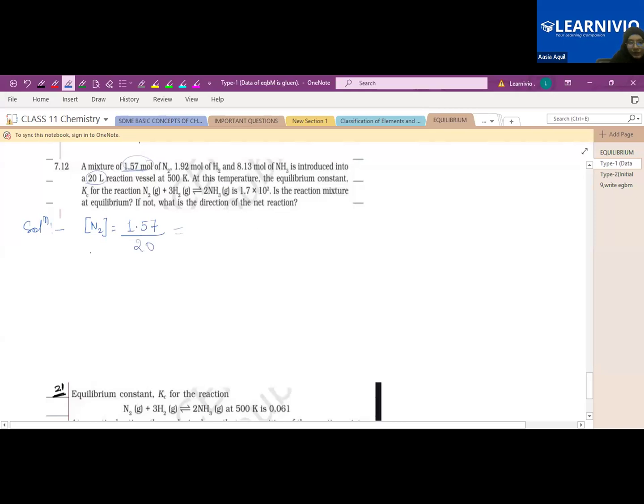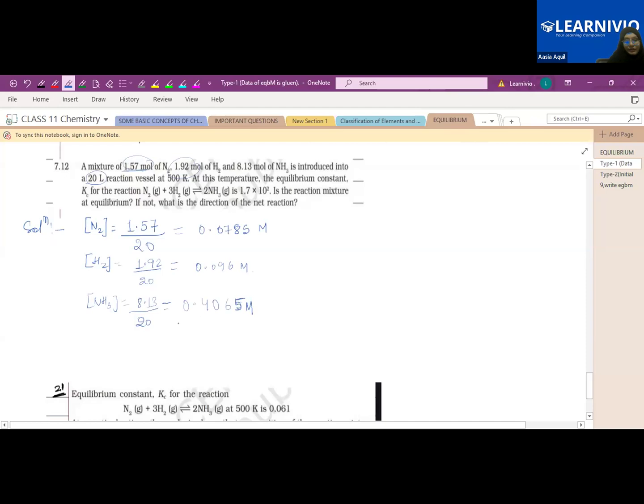Similarly for H2, the concentration will be the number of moles, 1.92, in 20 liter. Similarly for ammonia, it is 8.13 divided by 20. Just quickly calculate it. It will give you 0.0785 molar for N2, 0.096 molar for H2, and similarly for ammonia, when you divide this, you will get 0.4065 molar. So that is the concentration.